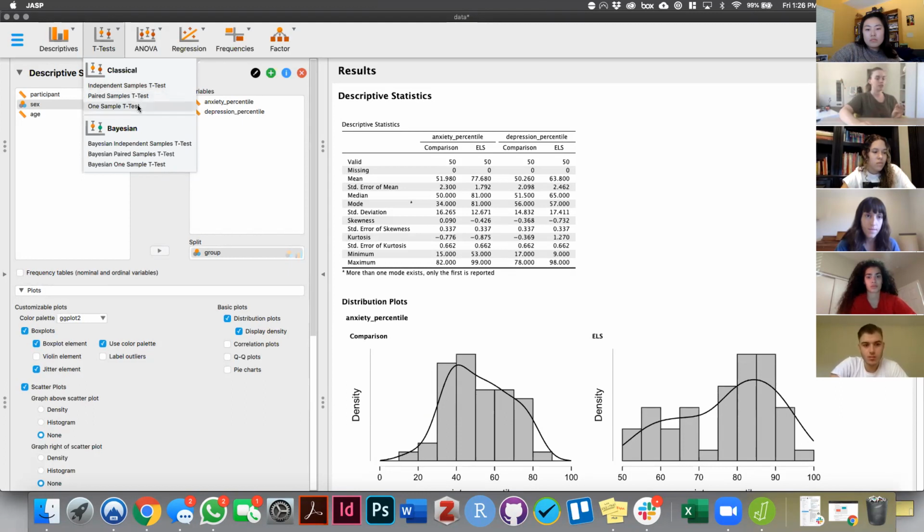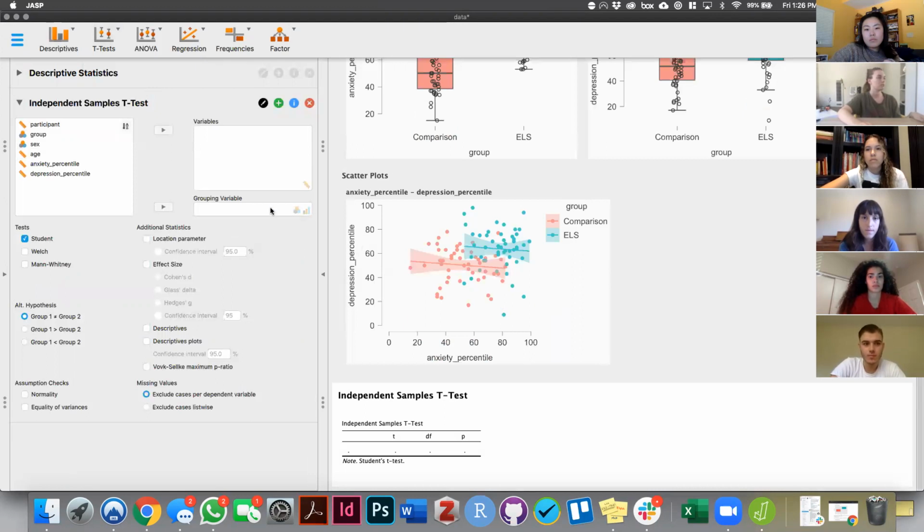One sample is if we're just seeing if there's a difference between that group and 0. That doesn't really make sense in the context of anxiety because you wouldn't really expect anxiety to be 0. You could test it against the average though. We have percentiles, so if you think that the average is the 50th percentile, we could test and see, is the ELS group, this 77 or 63 percentile, statistically significantly different than 50, which is the average. That would be like a 1 sample test. But if you have 2 groups, you're going to be doing a 2 group t-test.